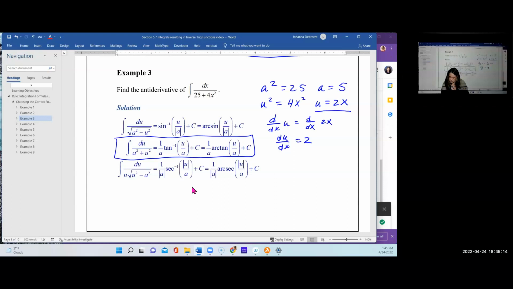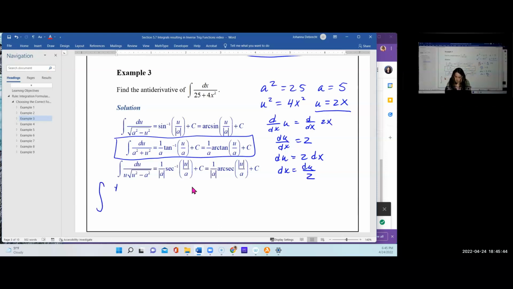Swing the dx to the other side, called an abuse of notation, then solve for the dx by dividing both sides by 2. Now I have something to substitute into the original integral for my dx, which is du over 2. My 25 will be replaced by a squared, and my 4x squared will be replaced by u squared.